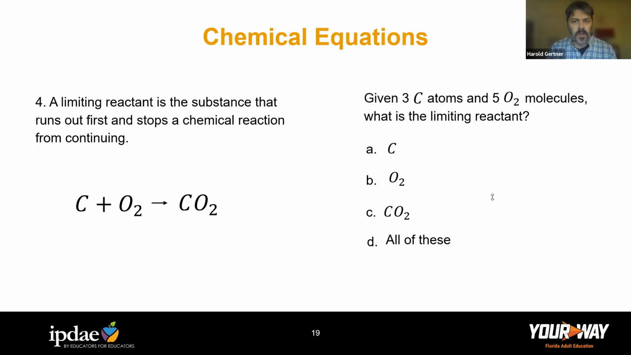All right. Now, a little something else that you can add in at this point, talk about the concept of limiting reactants. Okay, and this messes a little bit with the idea of a balanced equation, but that's a good time to introduce it. Okay, so a limiting reactant is the substance that runs out first and stops a chemical reaction from continuing. So if carbon plus two oxygens reacts and turns into carbon dioxide, if you add 3 carbon atoms and 5 O2 molecules, what is the limiting reactant?